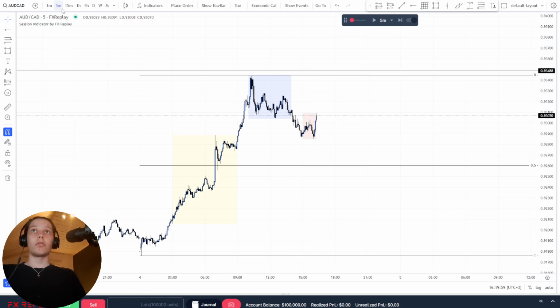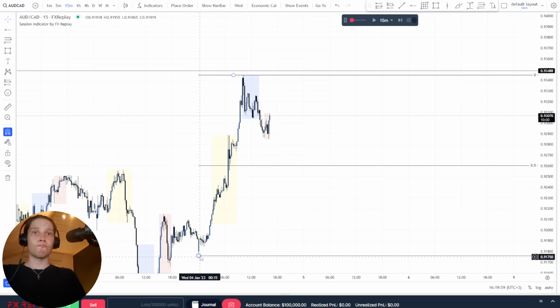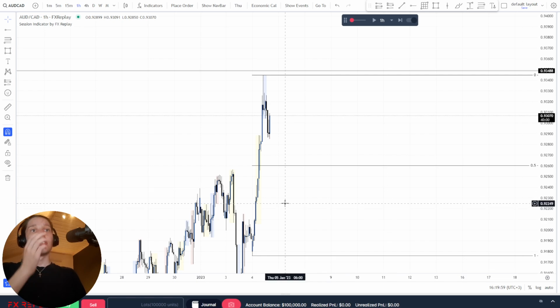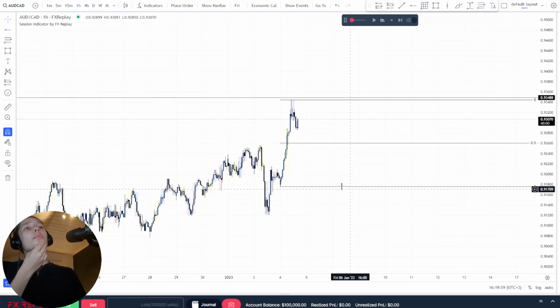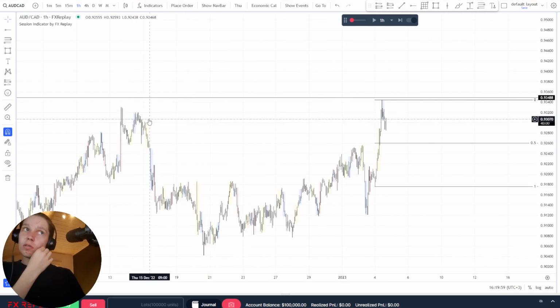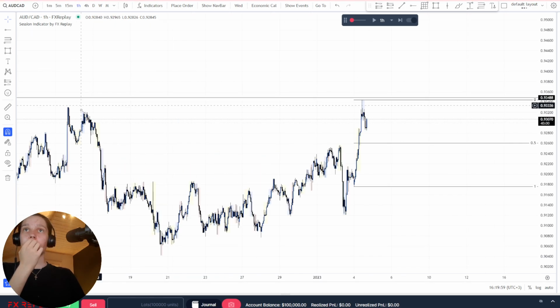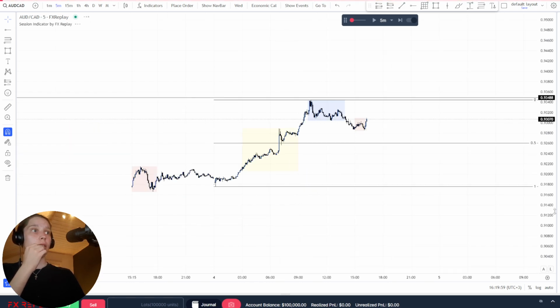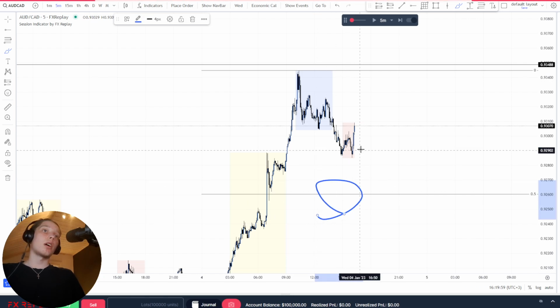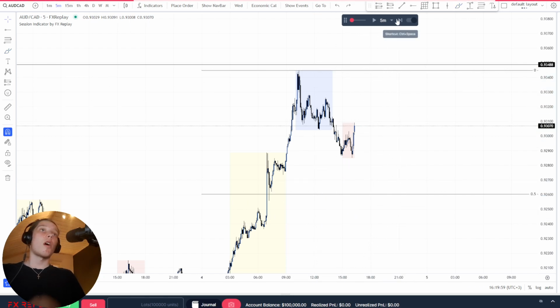Okay, so we don't get anything like that. Now we're super in the premium, but we could continue longing. I don't feel comfortable to do so though, because we got that. So this is a breaker structure that could work. Like if we were much lower, I would take a long here.